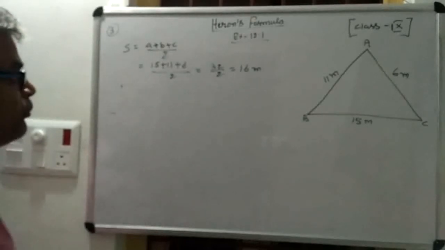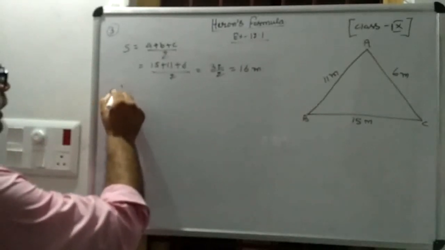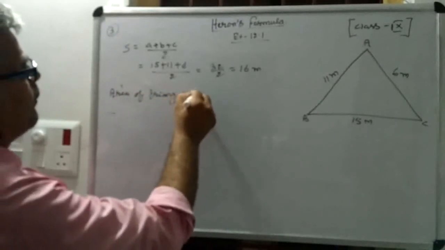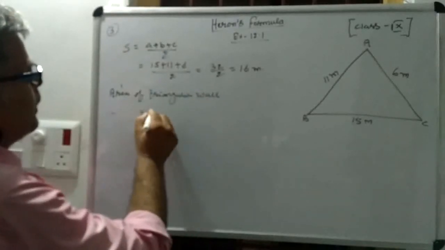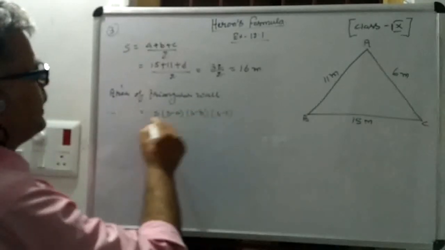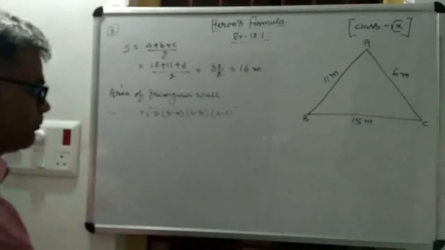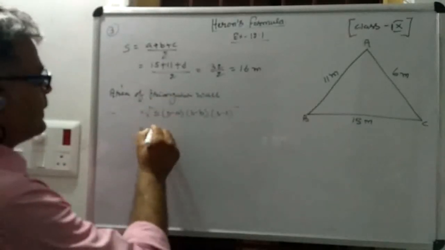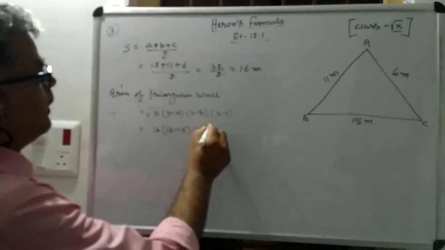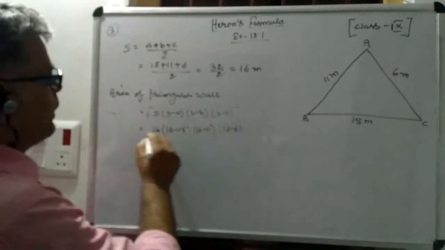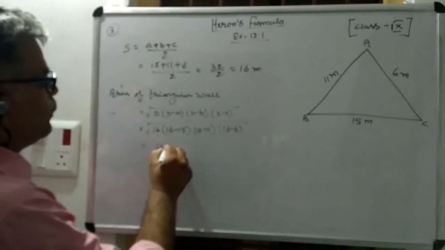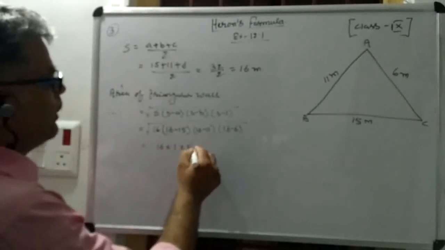Now apply Heron's formula to calculate its area. So area of the triangular field or triangular wall will be square root of S into S minus A into S minus B into S minus C. Now put the values. S is 16. So 16 minus 15 into 16 minus 11 into 16 minus 6 under root. Now simplify this. So you have 16 into 1 into 5 into 10.